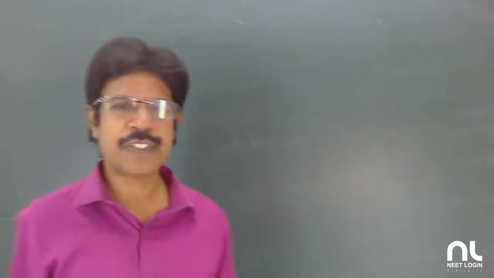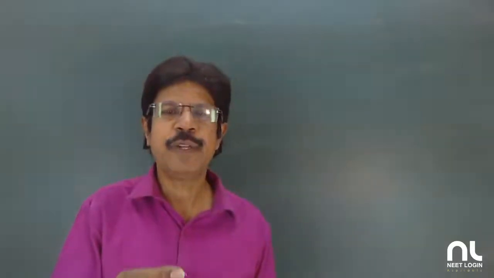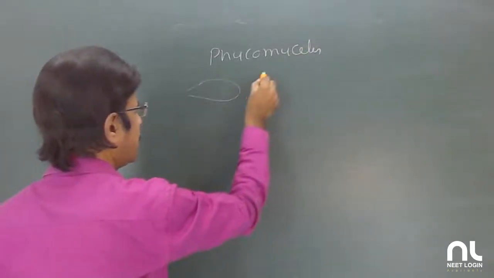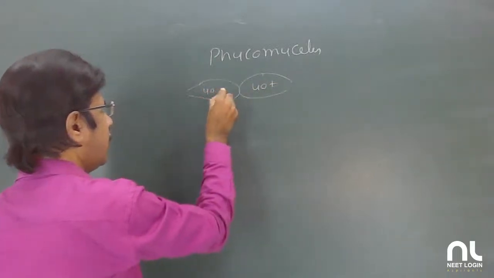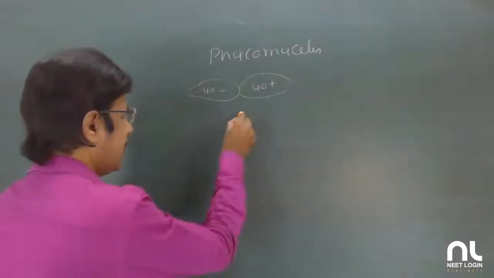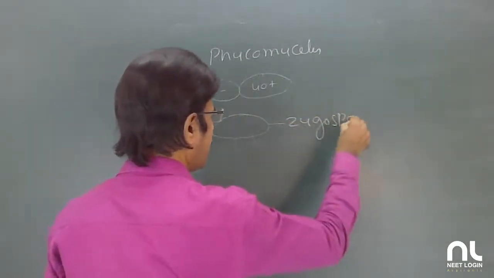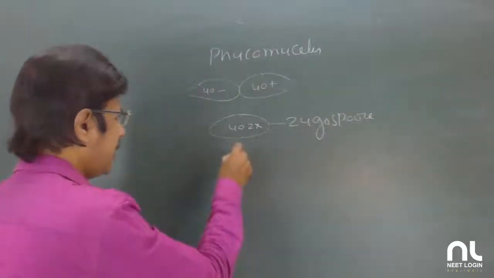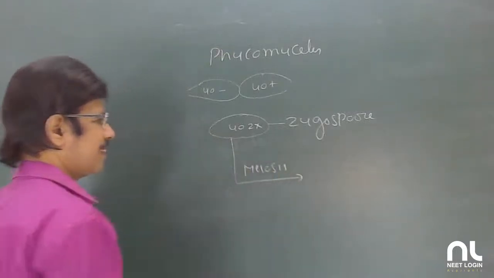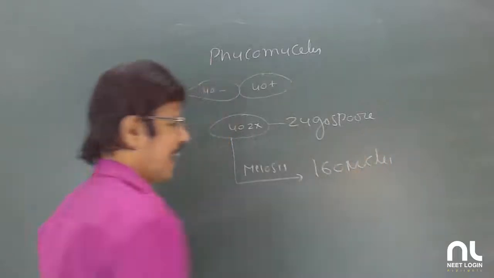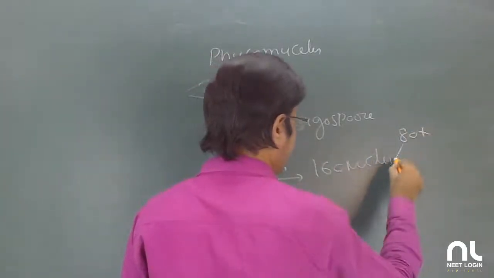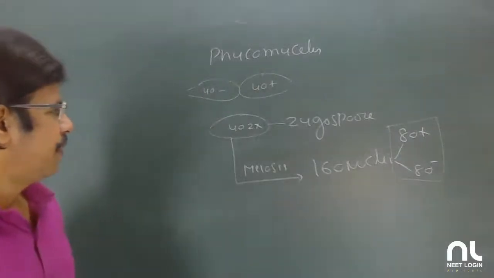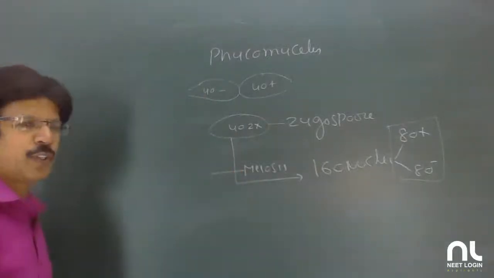Earlier we said that in Phycomycetes, plasmogamy is followed by karyogamy, and meiosis is delayed. In Phycomycetes, gametangia will fuse. Suppose it has 40 plus nuclei and 40 minus nuclei. Plasmogamy is followed by karyogamy. The karyogamy results in a structure, the zygospore. So 40 haploid and 40 haploid give 40 diploid nuclei. The 40 diploid nuclei undergo meiosis and form 160 nuclei. Of these 160 nuclei, 80 plus and 80 minus form the spores, the meiospores. So which event is delayed? It is meiosis.